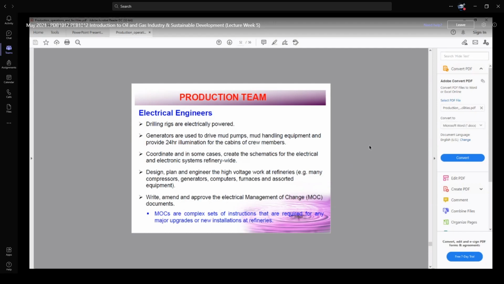Okay, they are also involved in the design and planning, as a planning engineer, designing engineer, for the high voltage work, right? They design all these things for the compressors, generators, some high-performance computers, furnaces, and assorted equipment. They write, amend, and approve the electrical management of change documents.